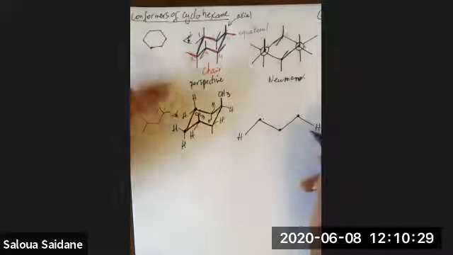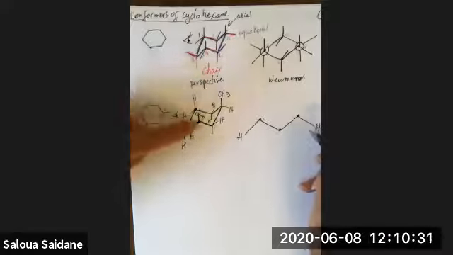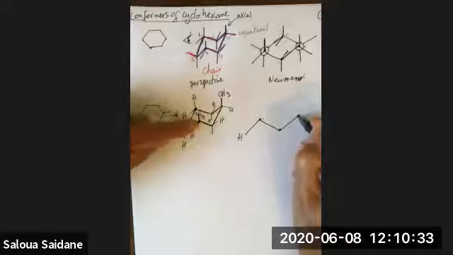Okay. Now, what else do I have on the right one that I represented here? We have a CH3.